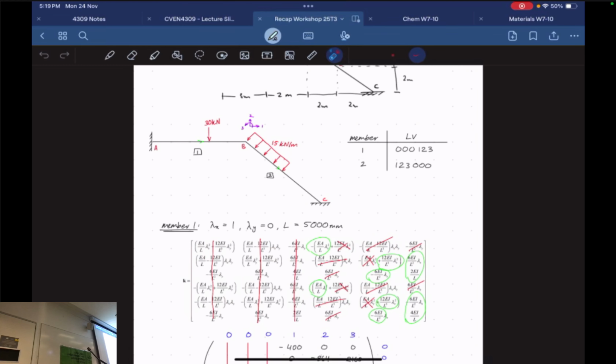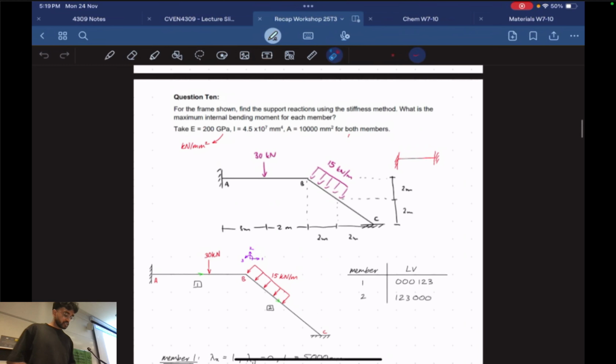Alrighty, let's get started. Okay, stiffness method. This one doesn't have solutions either.